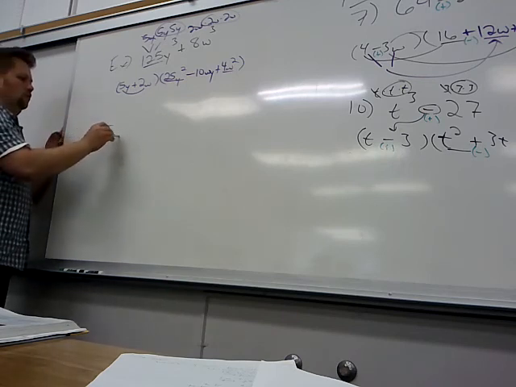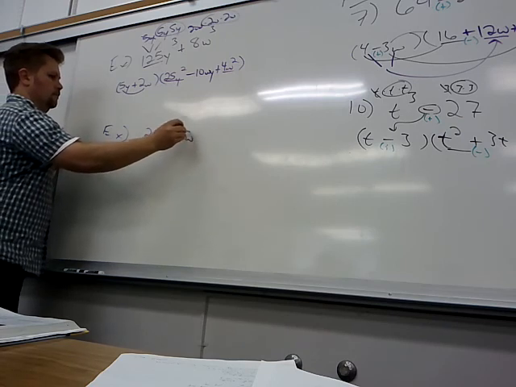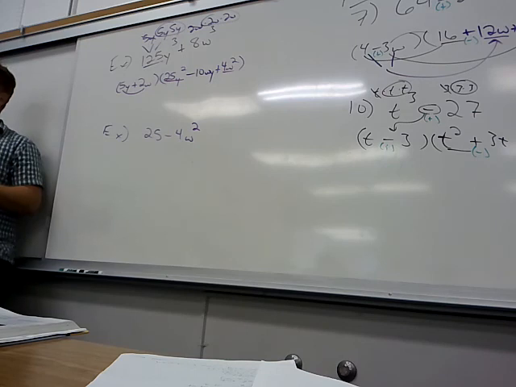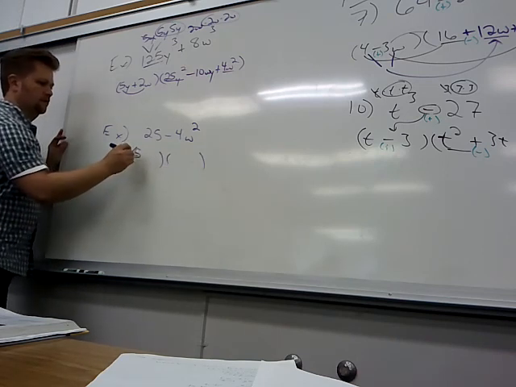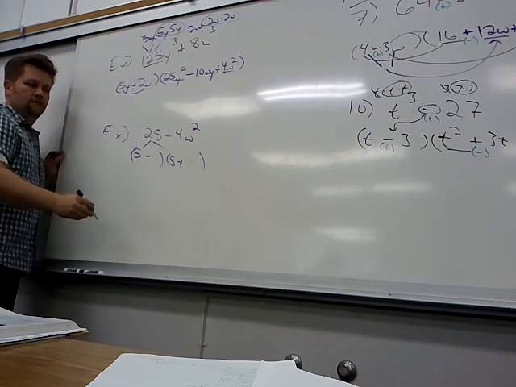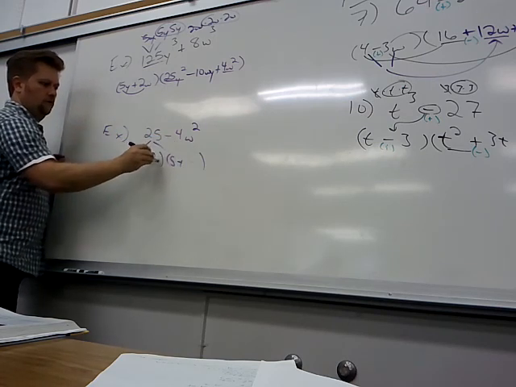How would you do that one? You just have to take out everything that you can first. So like that one here, 25 is 5 and 5, minus, plus. 4 is 2, so 2w, 2w.